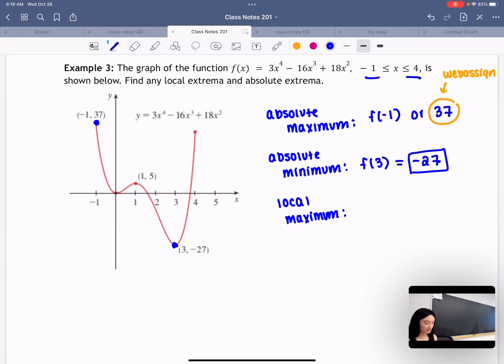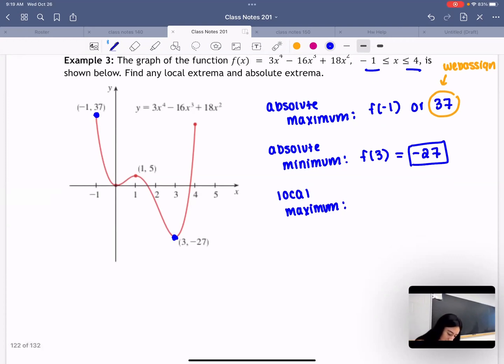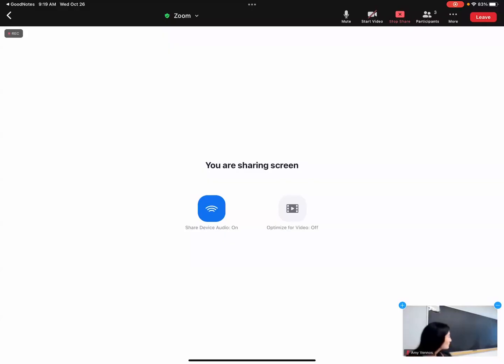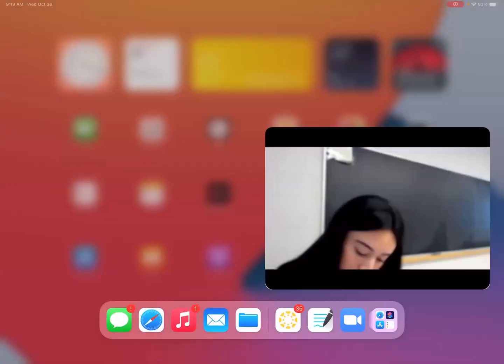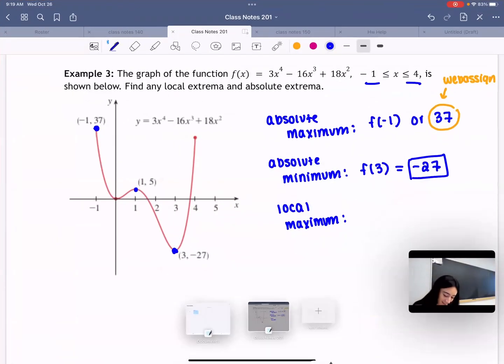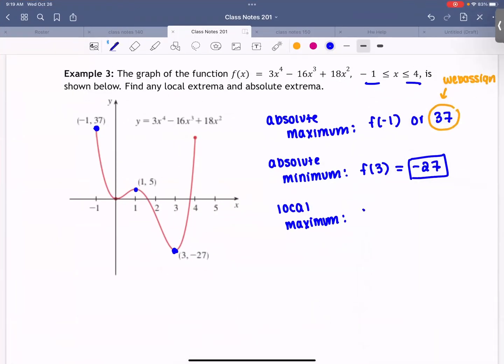Yeah, 5 is one, right? Definitely 5 is this point here. So f of... oh gosh, oh no. Oh, wow. Here we go. All right, f of 5, or sorry, f of 1, which is 5, is a local max here. Okay. Now, local min.